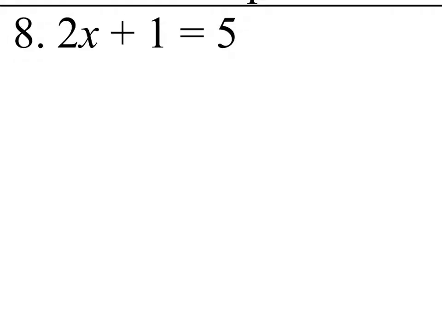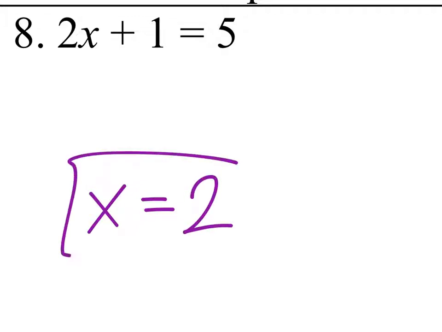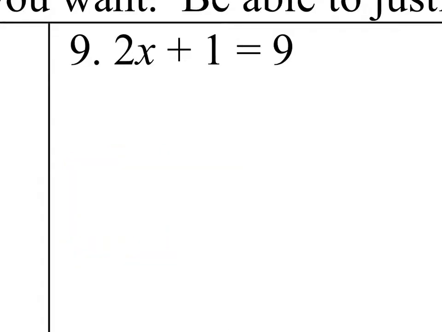So number 8 right here, it's saying if we had 2 of the same value, which is unknown, and we added 1, it would give 5. If that were the case, what is the value? 2, right? 2 times 2 plus 1 is 5. Bam, there we go. What about number 9? 2 times some number plus 1 is 9. So what is the number?